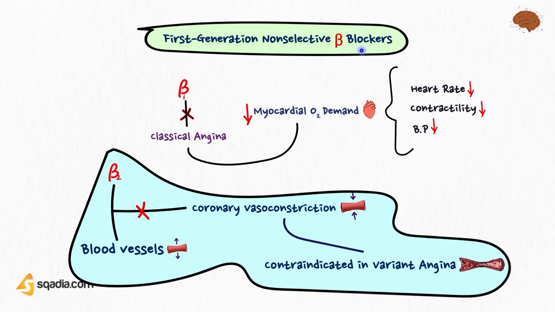So we don't give non-selective beta blockers in variant angina, but we can give them in classical angina. I repeat, beta 1 receptors are present in the heart. Blocking them would reduce the heart rate, contractility, and BP, which eases the symptoms of classical angina. But in variant angina, because vasospasm is happening, giving a non-selective beta blocker would block beta 2, which in turn will promote coronary vasoconstriction. For this reason, non-selective beta blockers are contraindicated in variant angina.